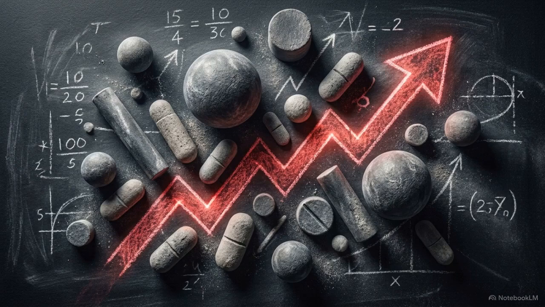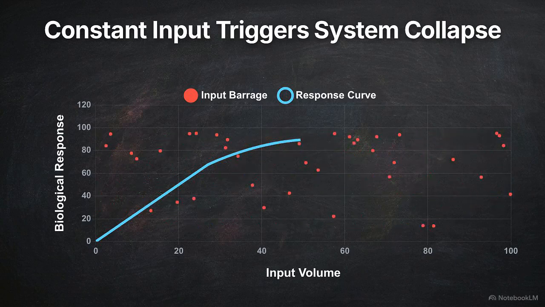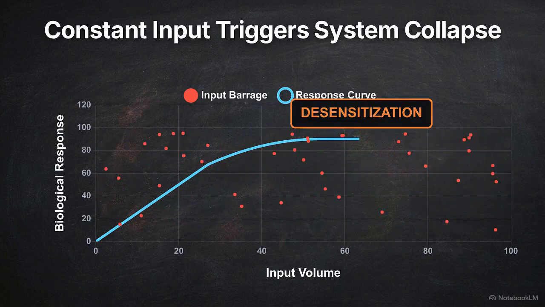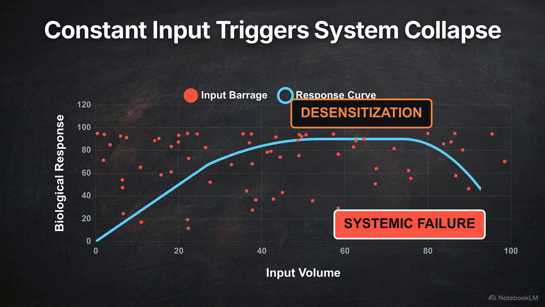In this model, the logic dictates that adding more input, heavy supplementation, extreme training loads, and constant central nervous system stimulation automatically yields a higher output. But biological systems reject constant force. When you flood a receptor network with continuous high-volume input, the system desensitizes. The resulting mismatch yields sharp diminishing returns, systemic fatigue, and eventually failure.